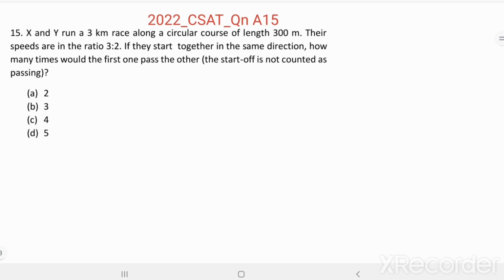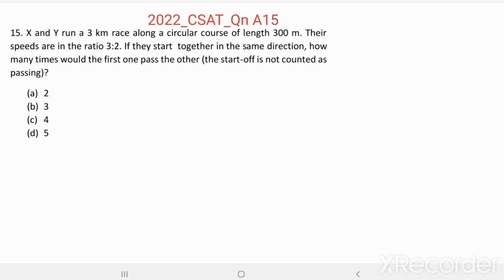Question number 15. X and Y run a 3-kilometer race along a circular course of length 300 meter. Their speeds are in the ratio 3:2. If they start together in the same direction, how many times would the first one pass the other? The start off is not counted as passing.